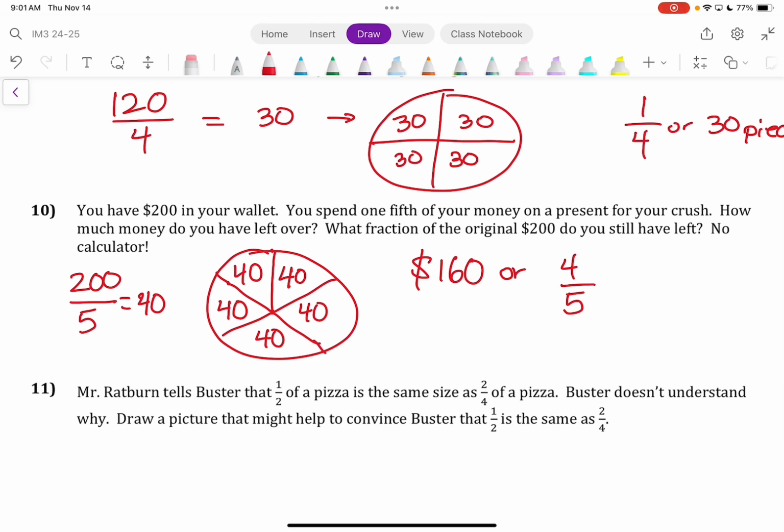Okay? If you're writing this down, please write down the visual so that you can refer to this later.